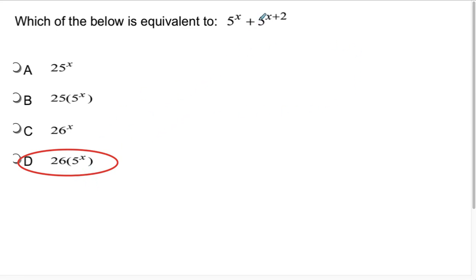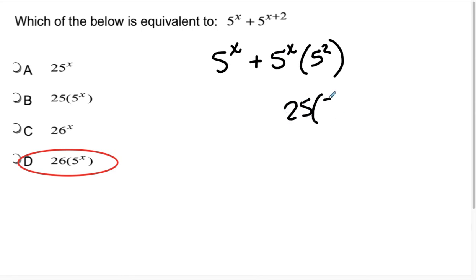The reason why is because the same as before, I want to leave 5 to the x by itself because I can't simplify that anymore. I can use the product rule to simplify the second term. So this is plus 5 to the power of x and then plus times 5 to the second power. 5 to the second power is 25. So this is 25 times 5 to the power of x plus another 5 to the power of x.